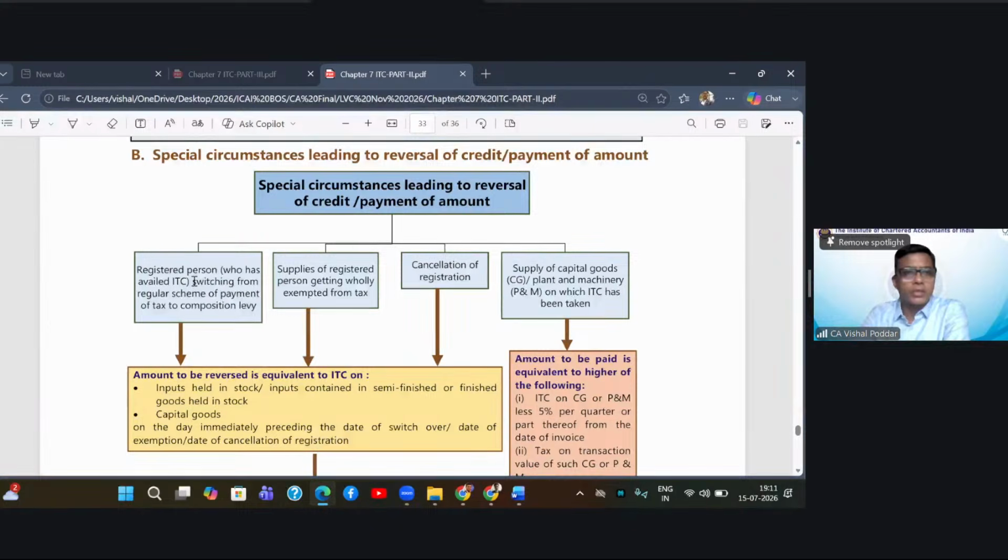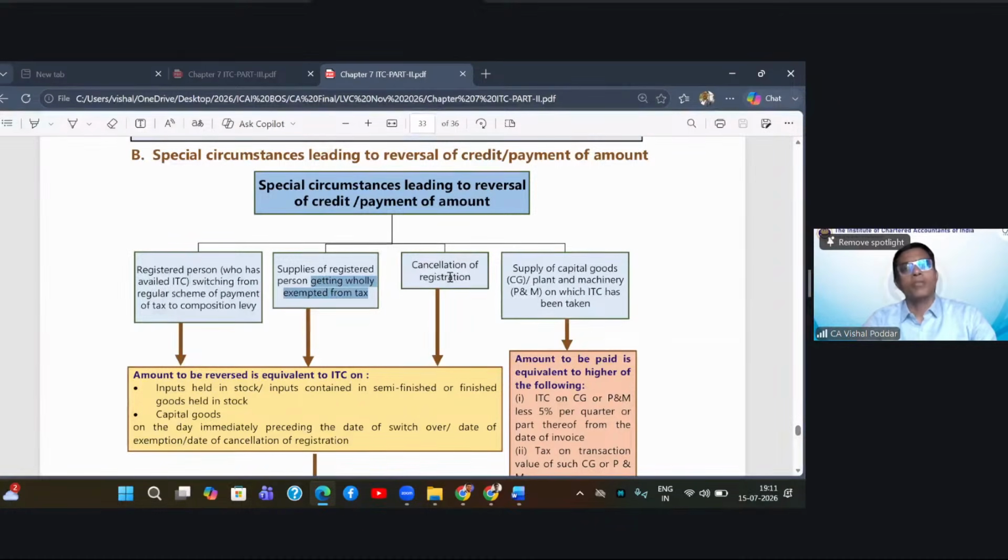What is a vice versa situation? You are switching from regular to composition. It means till date you are taking ITC, now you will not be eligible for ITC because you are switching to composition. Or where your goods or services which were taxable till now have become wholly exempt. As we know, sometimes the government makes changes in the law and makes certain goods or services wholly exempt. So your goods and services which were taxable till date have now become wholly exempt.